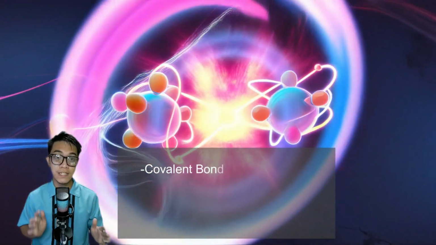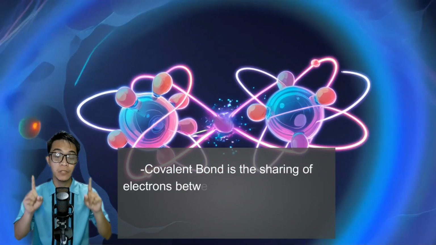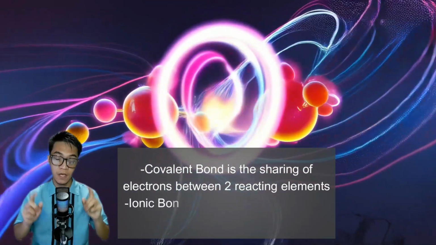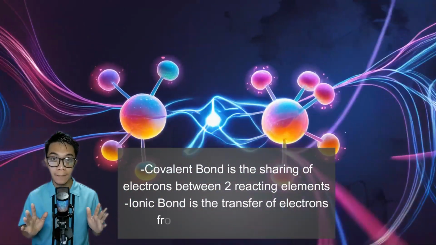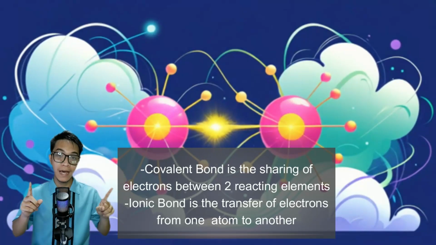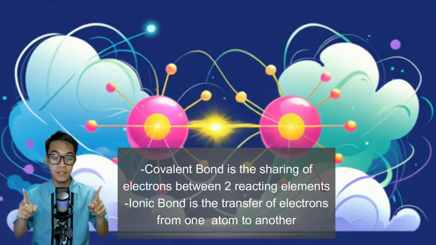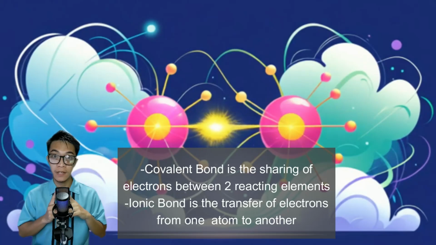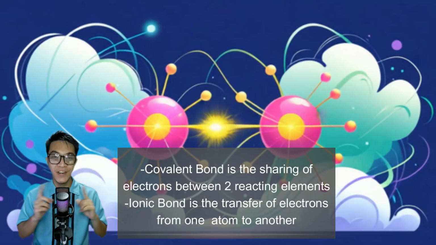For starters, a covalent bond by definition is the sharing of electrons between two reacting elements. Meanwhile, an ionic bond happens when there is a transfer of electrons from one atom to another atom. So, covalent is sharing while ionic is transferring.